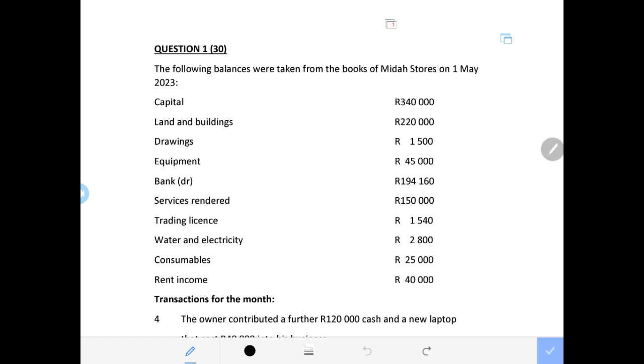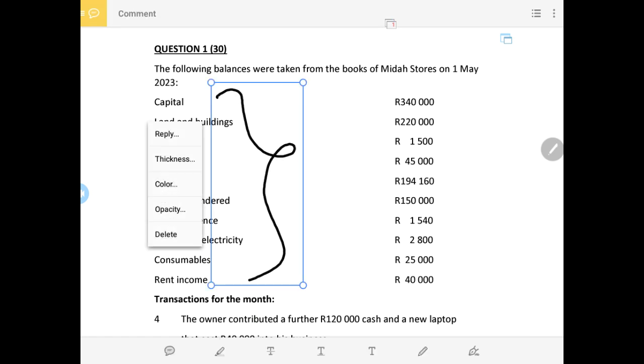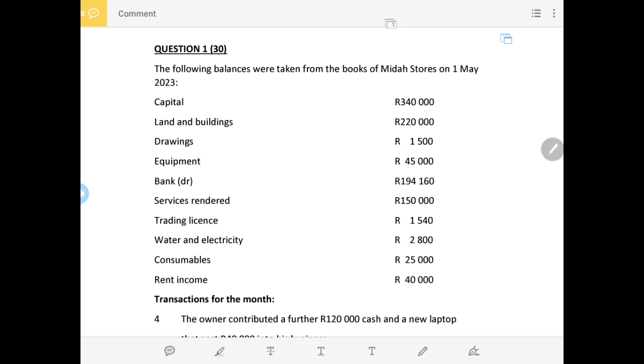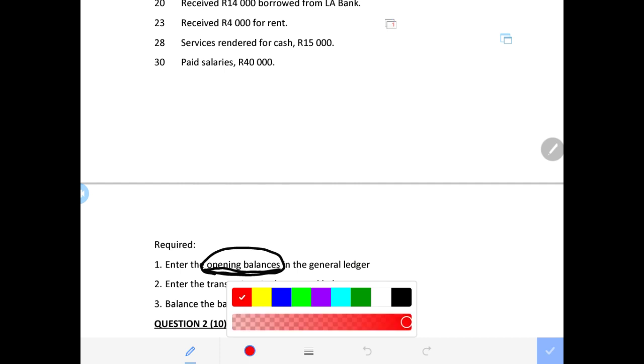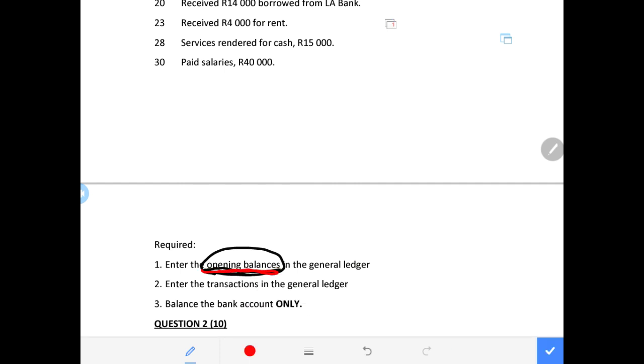But very importantly, for us to first record these opening balances, we need to know for these accounts that are listed here, which side are they increasing? Are they increasing on the debit side or on the credit side? Each of them you need to know. The minute you know which side each account is increasing, it will be easier to record to the relevant ledger account the opening balance. So that is step one, based on the first requirement, where we are required to record the opening balances.